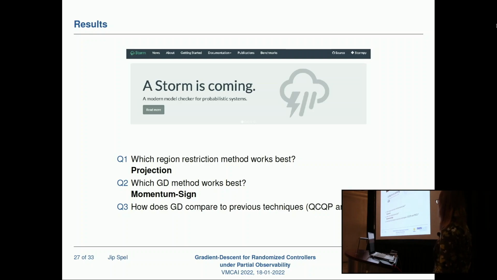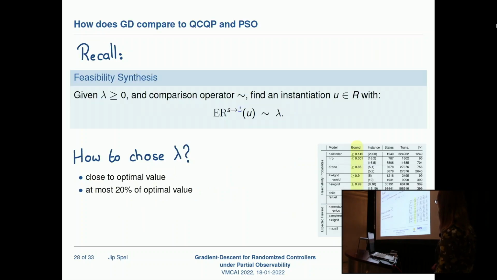How does gradient descent compare to the previous techniques? Recall that we are looking at feasibility synthesis. So we are interested in finding values for our parameters such that we achieve some bound. First of all, we ask ourselves, how do we choose this bound? If you make it too easy, so to say, that for all parameter values it's fulfilled, then you're done within one iteration. So that's kind of boring.